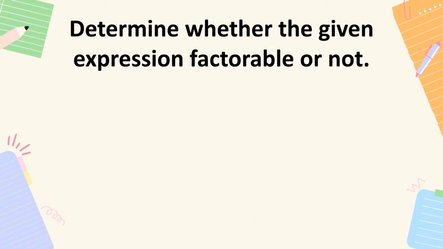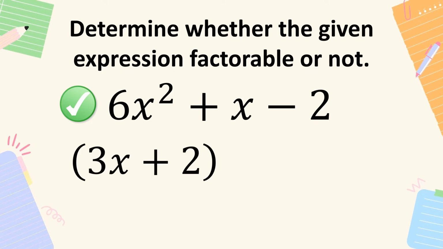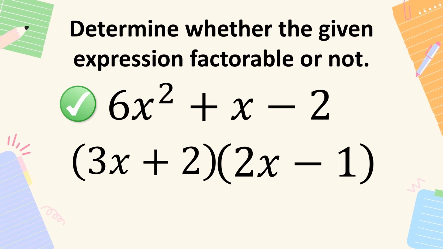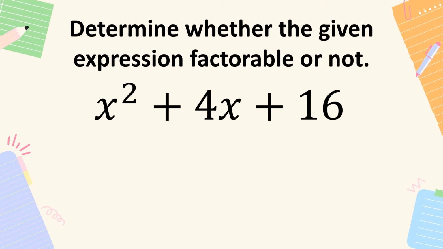Another, 6x squared plus x minus 2. This expression is factorable. Its factors are 3x plus 2 and 2x minus 1. Next, x squared plus 4x plus 16. This expression is not factorable. Please try to recall the types of factoring for you to better understand this lesson.